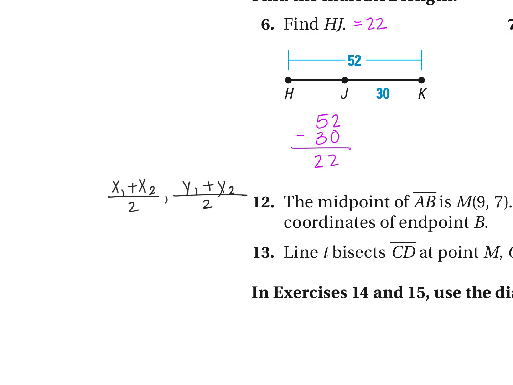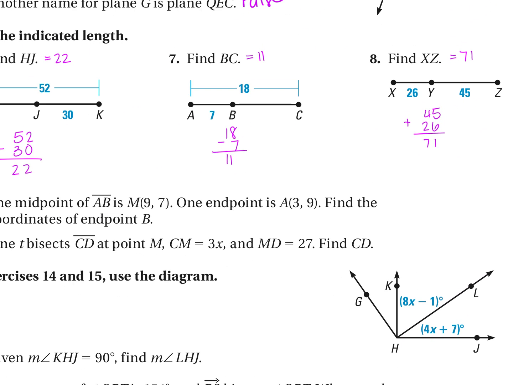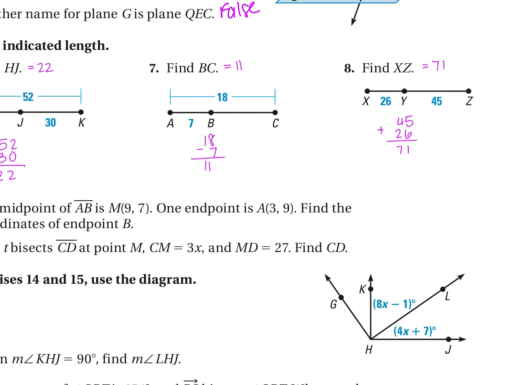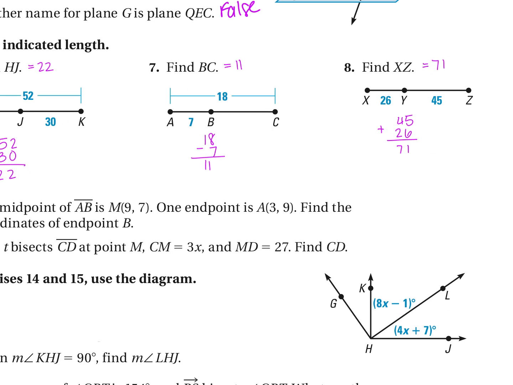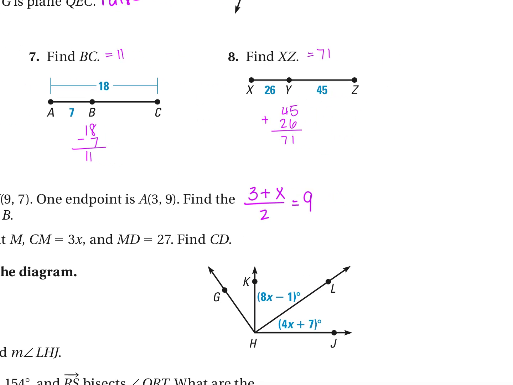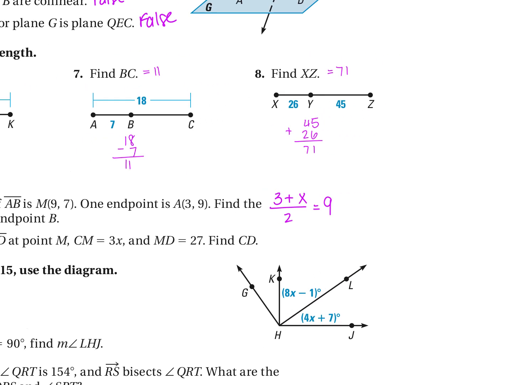Okay, so when you're solving for number 12, what you need to plug in, I'm going to do it at the side right here, is your end point, which is 3. So I'm writing it as 3 plus, I don't know what my other end point is, divided by 2 equals 9, because these are my x's. And then my y, I'm going to do the same thing. I have my end point for y plus, I don't know what my other end point is, divided by 2 equals 7. Now I have to solve this.